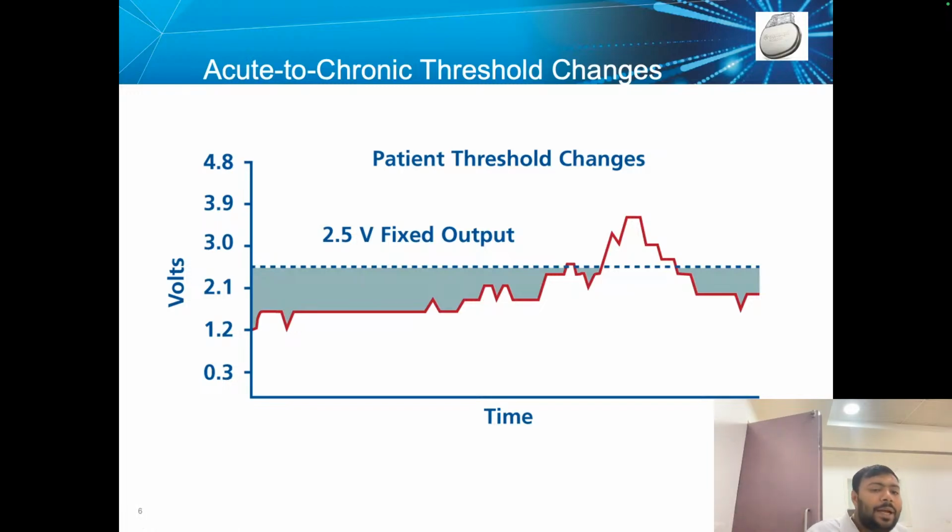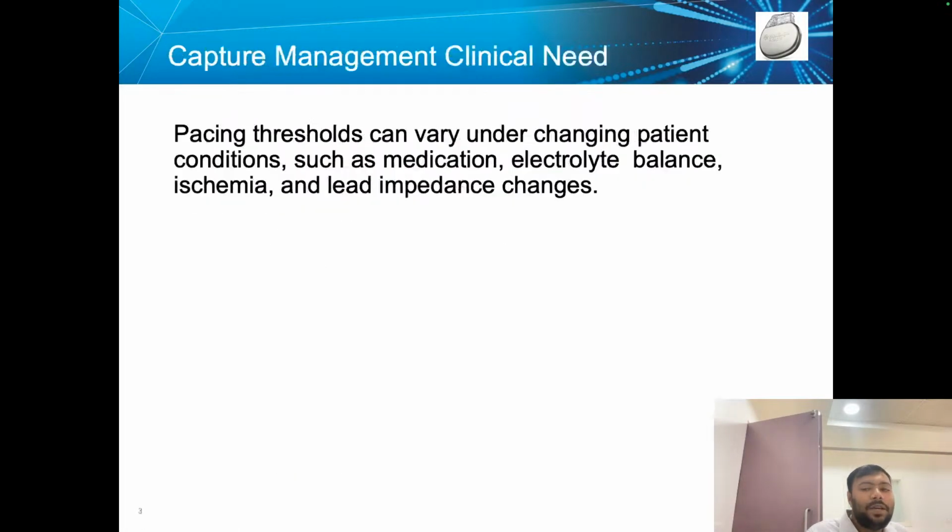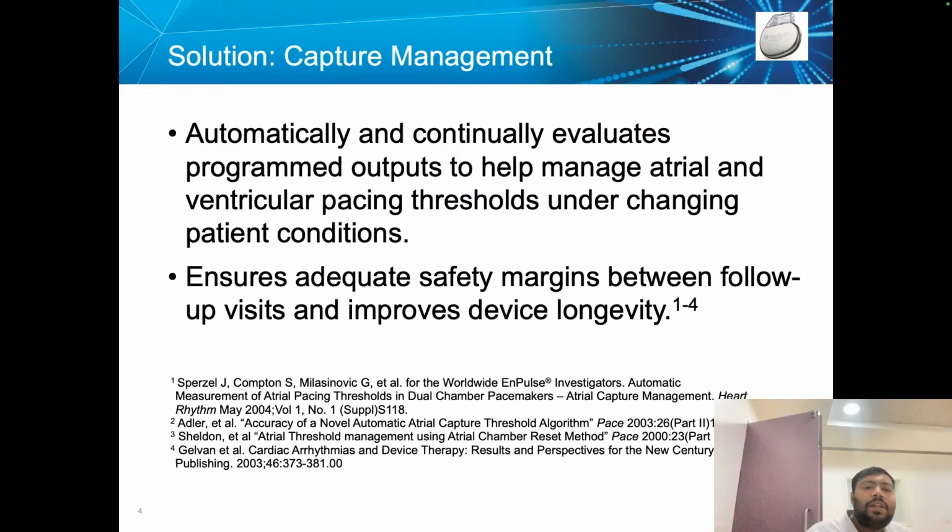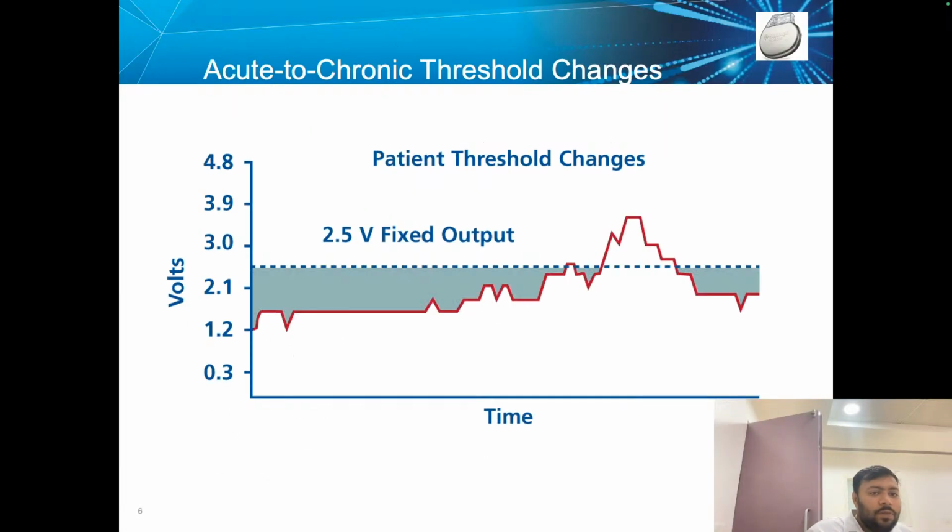Then they came up with a solution, which is called capture management. That's what we are going to see here. What exactly is capture management going to do? Capture management continuously evaluates the rhythm, and whenever the rhythm gets non-captured, it will change the output. How is it going to change the output? It should find out the threshold. So we should know what is threshold and what is capture. Let me show here.